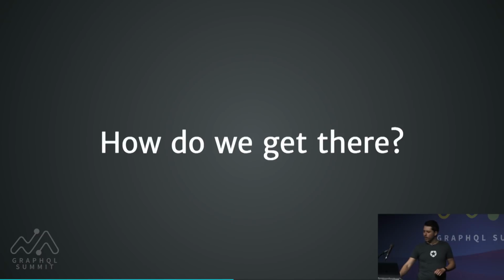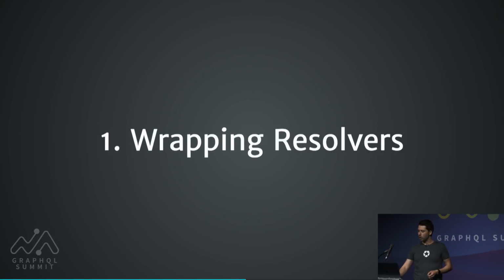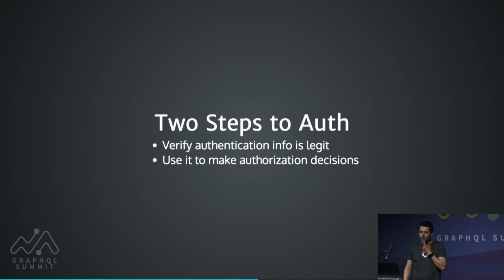All right, so how do we get there? Well, the first thing that we can look at, again, is wrapping our resolvers. To get to that point, let's think about these two steps to authentication and authorization. First, we have to verify that the authentication is good: make sure that the JSON Web Token hasn't expired, and that it hasn't been tampered with, which would invalidate its signature. And then, if we know it's valid, we need to use that to make authorization decisions in our API.